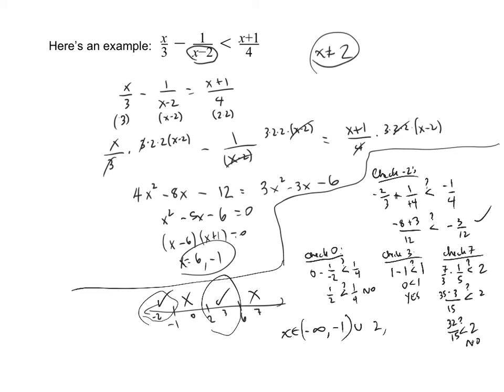Again, the original inequality didn't have an equal sign in it, so I'm not going to include either of these. But if it had an equal sign in it, I would not include the 2 because it was an excluded value, but I would include the 6 because it was a solution. So there's a problem worked out.